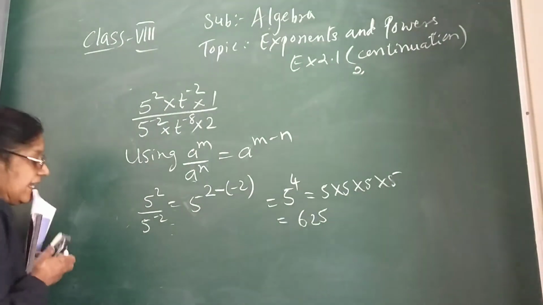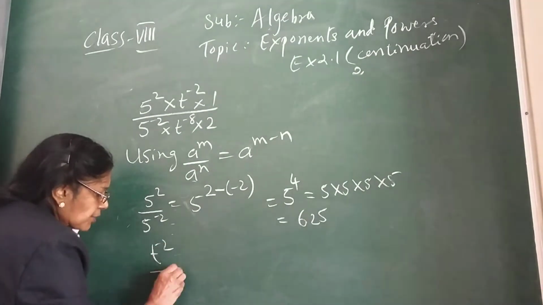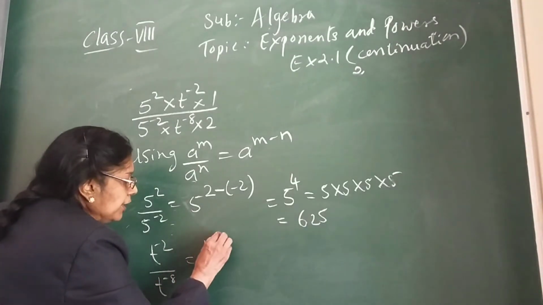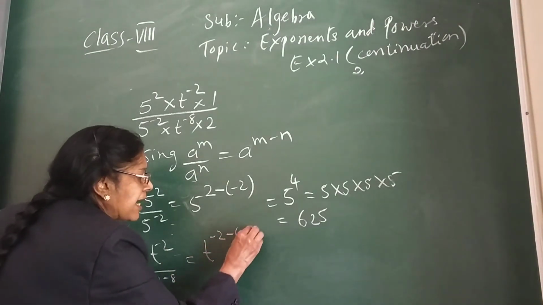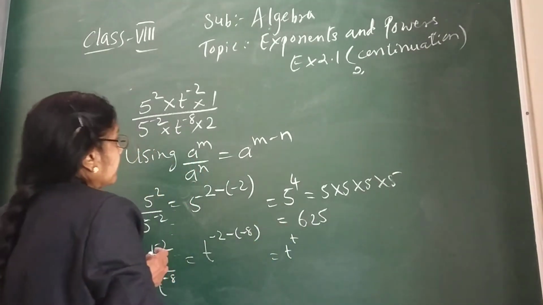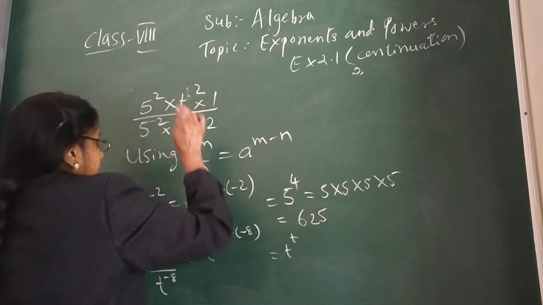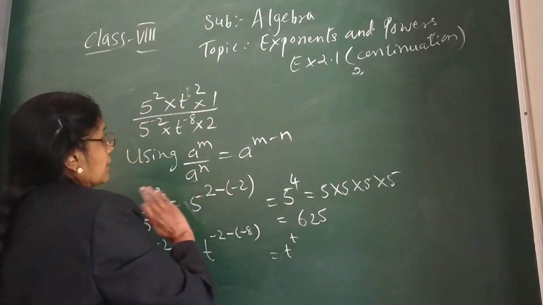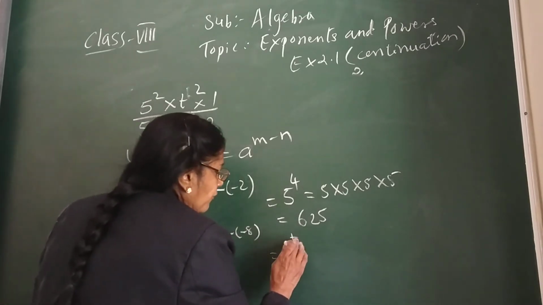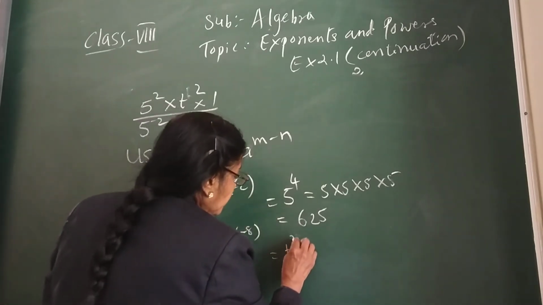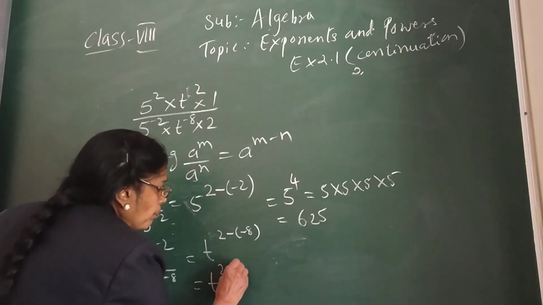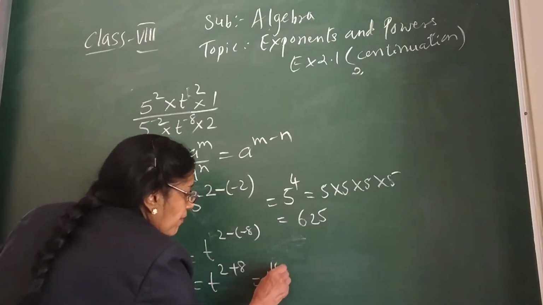So I got that. Next, t to the power of minus 2 divided by t to the power of minus 8. Then also I will use the same law. t to the power of minus 2 minus of minus 8 is equal to, it is not minus 2, it is plus 2 now. So it is t to the power of 2 plus 8, which is equal to t to the power of 10.